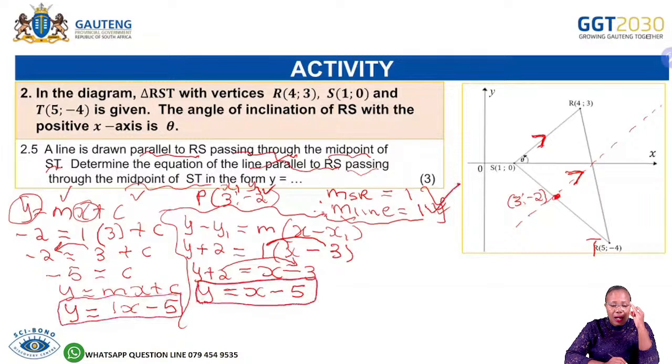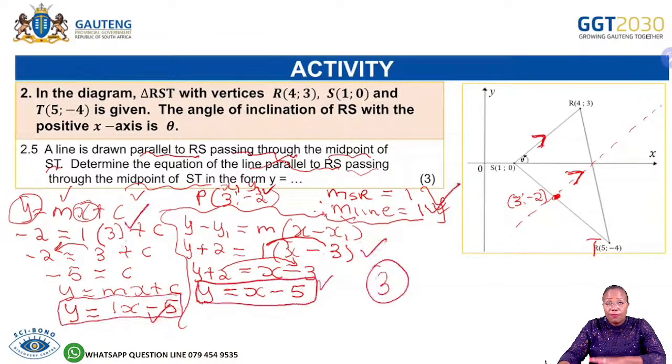The second mark will be for substitution of the gradient and the coordinate into the correct formula. Lastly, it will be for the correct formula with the correct value of c, which is minus 5. So this is how we allocate our 3 marks: for the gradient, for the substitution of the gradient and a point, and for the final equation of that particular line.